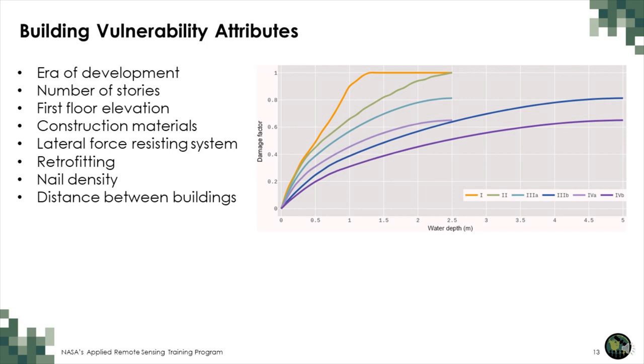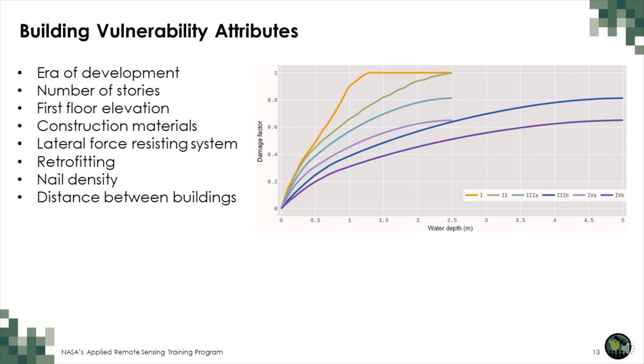All right, building vulnerability attributes. So these are the attributes of the buildings themselves that can be directly mapped to a damage function that allows you to estimate the damage given, say, depth of flooding in meters, as we've got here on the right. This is an example of various damage functions for flooding, based on different rigors of construction.